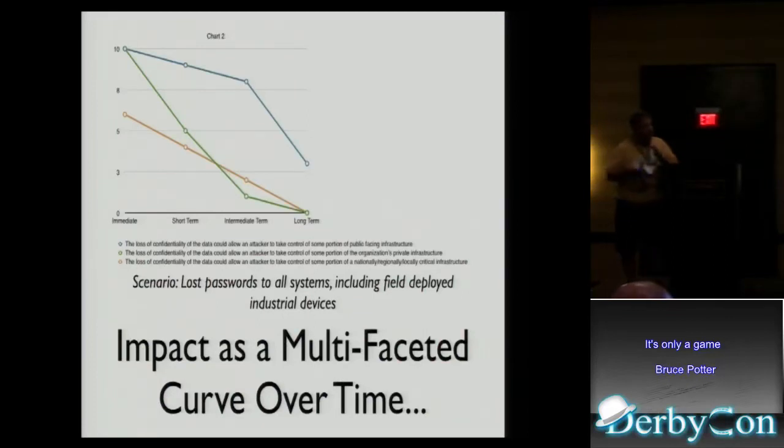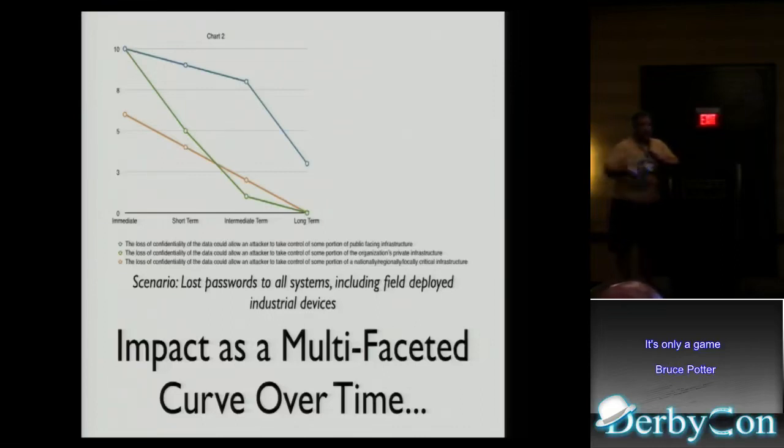So the scenario here is you got broken into, and in that giant data ball of stuff that might or might not have been stolen, you lost passwords to all the systems, including some field-deployed industrial devices. Okay? So that's what happened. At the end of your analysis, that's what you think.